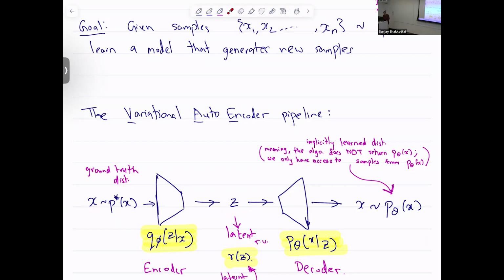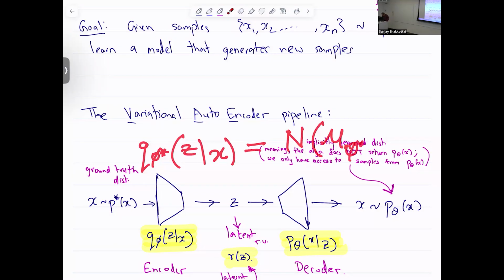Let's say I finished training, phi star. Then the density of z given x is equal to a Gaussian with mean mu phi star of x, and covariance sigma phi star of x, where this is simply a diag matrix. x may or may not be Gaussian; I'm not saying anything about x. Okay, that's all I'm trying to say.